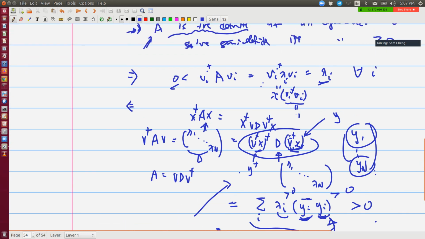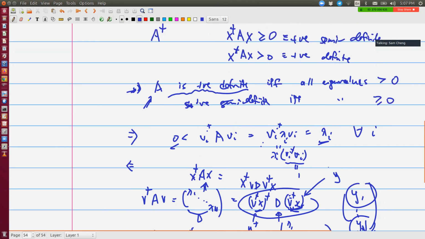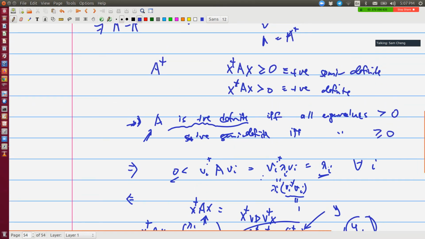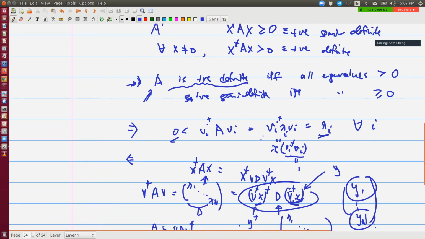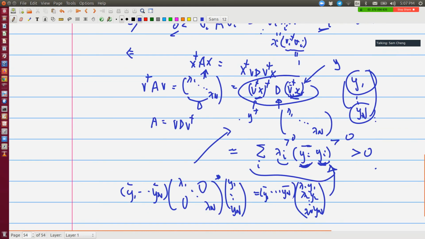Actually, I didn't mention that this should be positive definite, meaning x is not equal to 0. If y is all 0, then x has to be all 0, because the matrix V is invertible. Let's not consider the y equals 0 case here. It's not actually important.